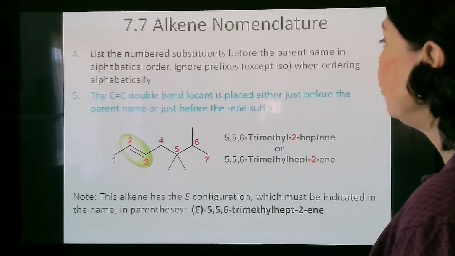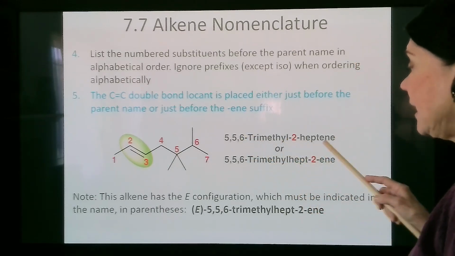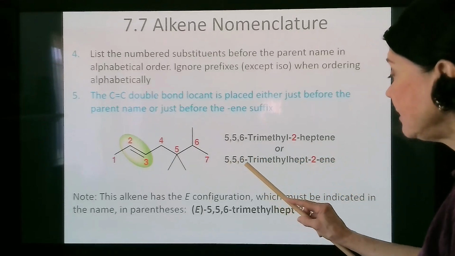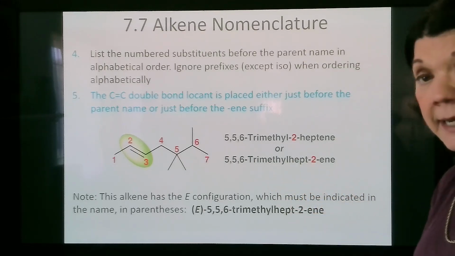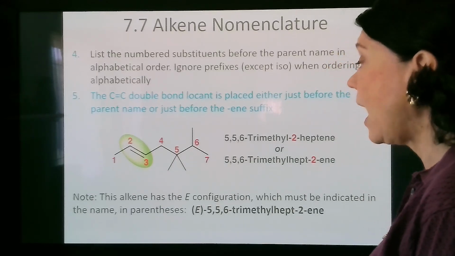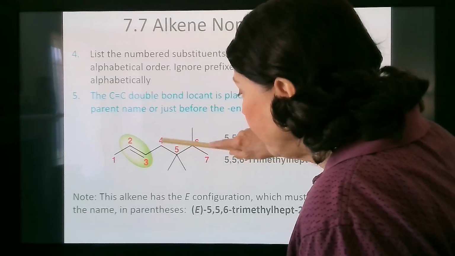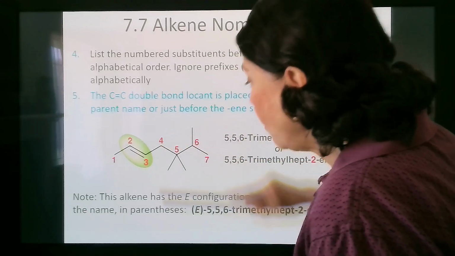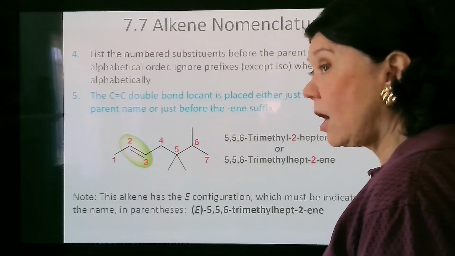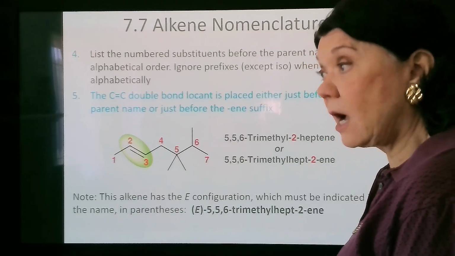You list the numbered substituent before the parent name. I already gave that to you. 5,5,6-trimethyl-2-heptene, or you can name it 5,5,6-trimethylhept-2-ene. Now this is going to be preferred and needed if you have a more complicated molecule, because let's say that you had a carbonyl right here at carbon 4. If you had a double bond O, then this would be a ketone. Okay, and the ketone would take a higher priority.